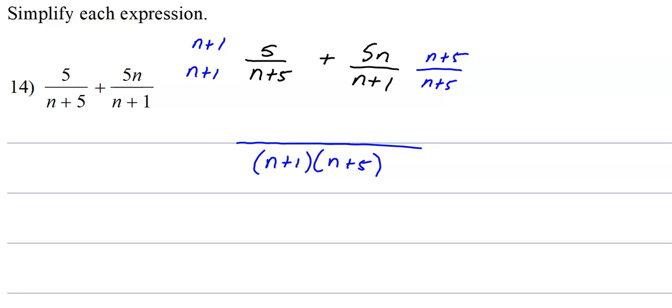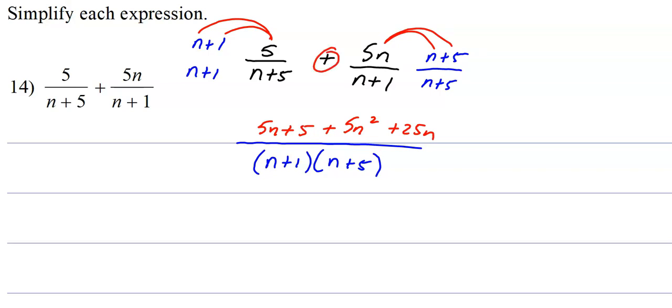And on top, let's see what I'm going to get. I'm going to get 5n plus 5, and then over here, a 5n squared and a 25n. Notice it was plus, so I didn't have to worry about changing signs. When I clean that part up, on top I end up with 5n squared plus 30n plus 5, all over n plus 1, n plus 5.